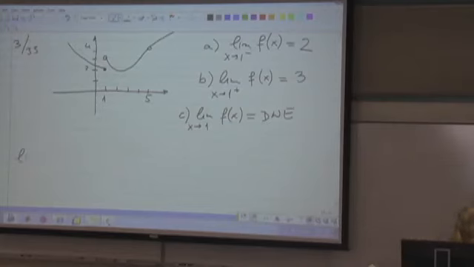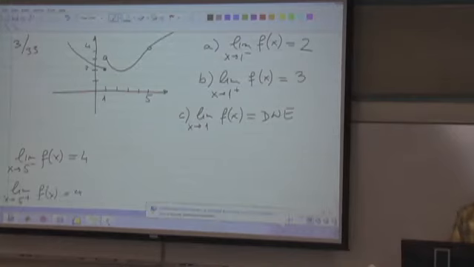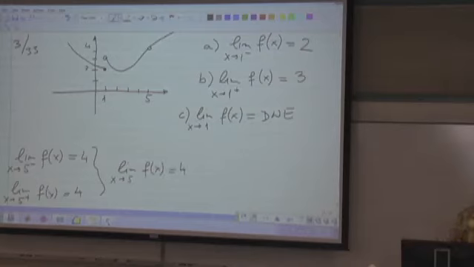What is the limit as x goes to 5 minus of f of x? Four. What is the limit as x goes to 5 plus of f of x? 4. What is the limit as x goes to 5 of f of x? 4. Everybody understands this? Yes. What is f of 5? Does not exist. Very good.